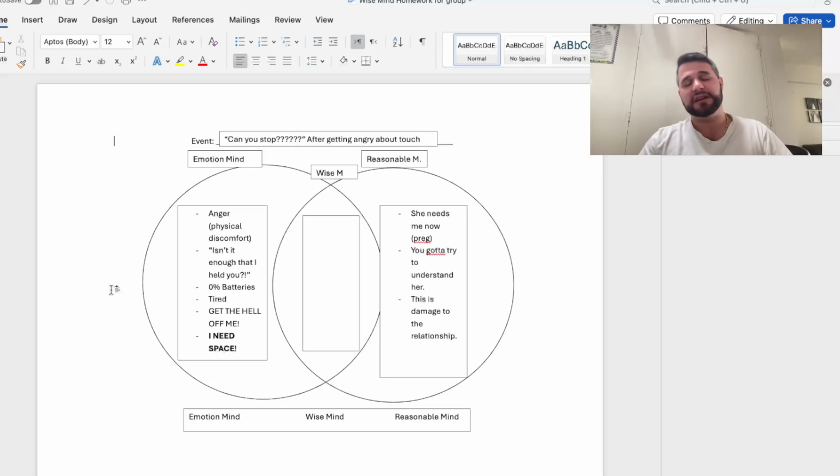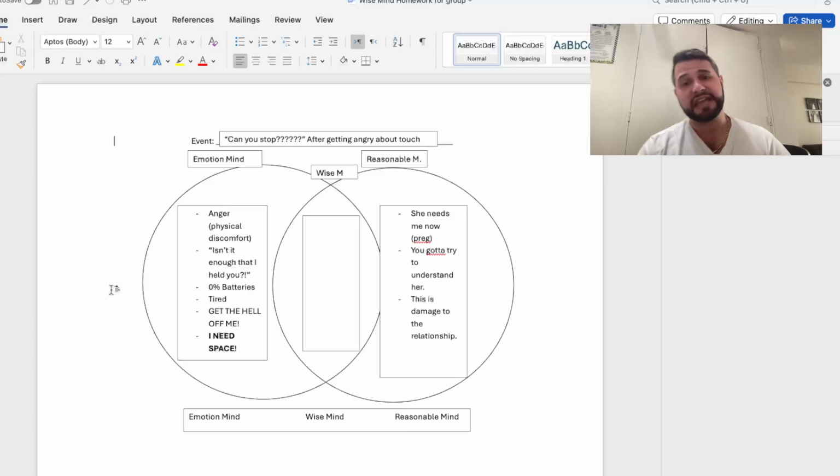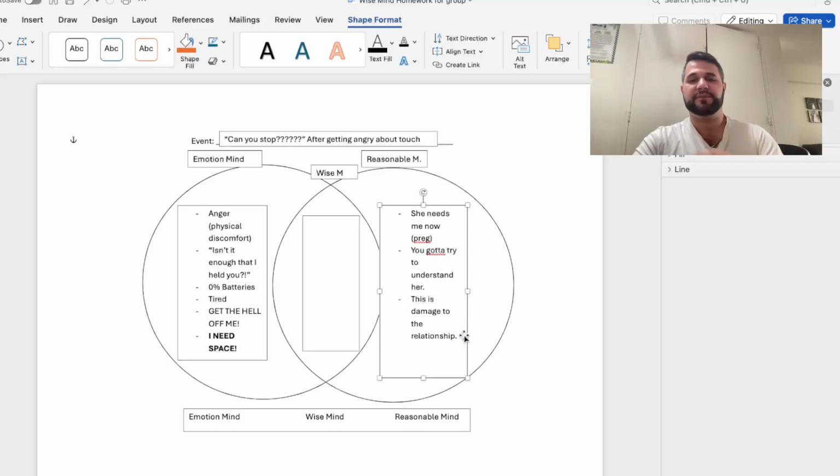Can't. Reasonable mind is saying, right? She needs me now. You've got to try to understand. This is damage to the relationship. And in a pure nutshell, it might say, don't make this a big deal. Suck it up, right? That's what it's basically saying. Suck it up.